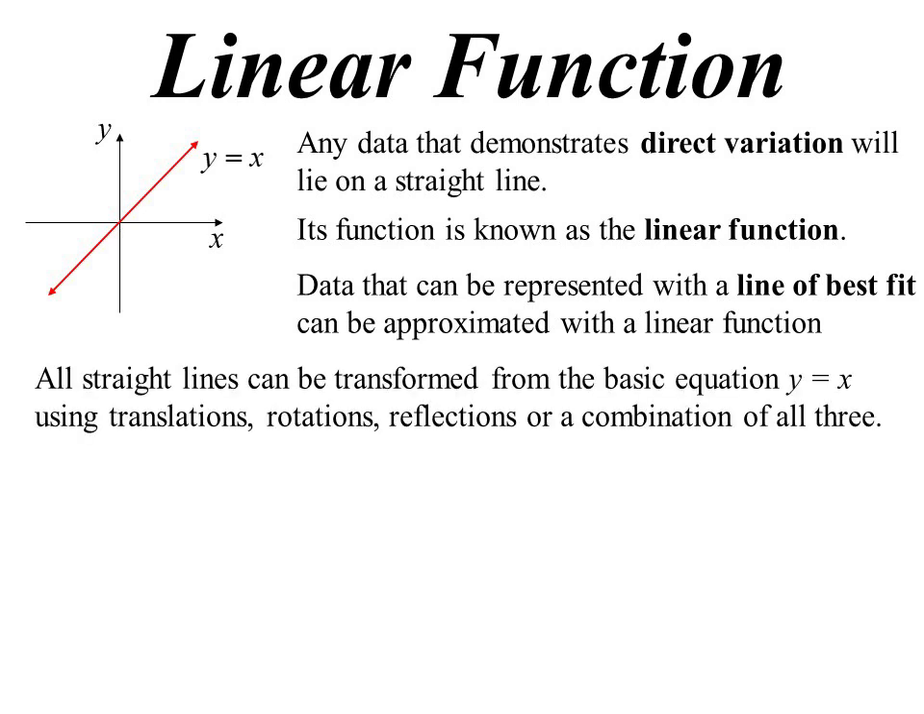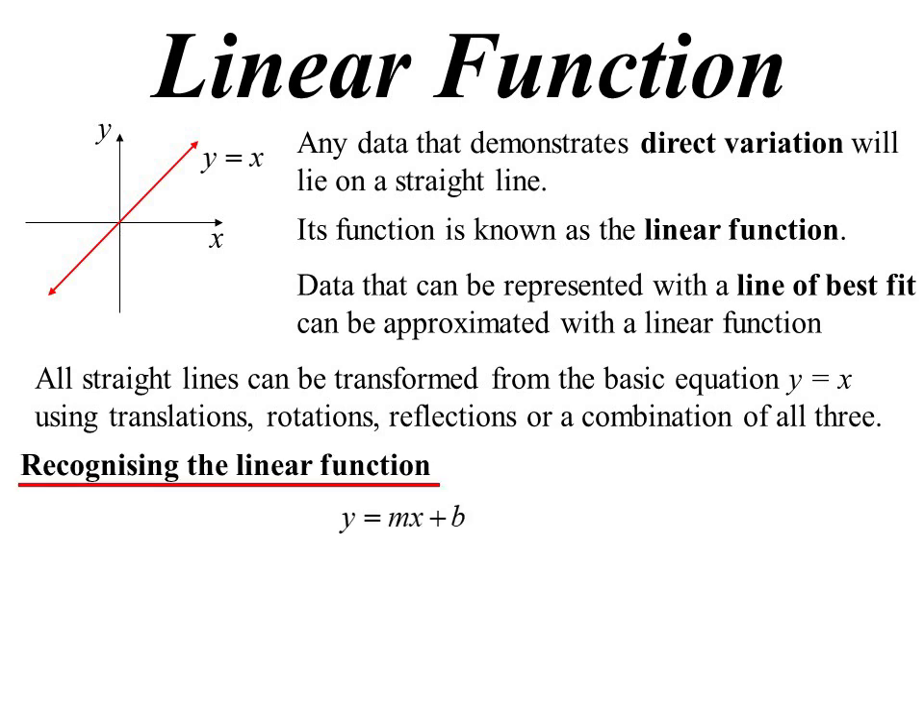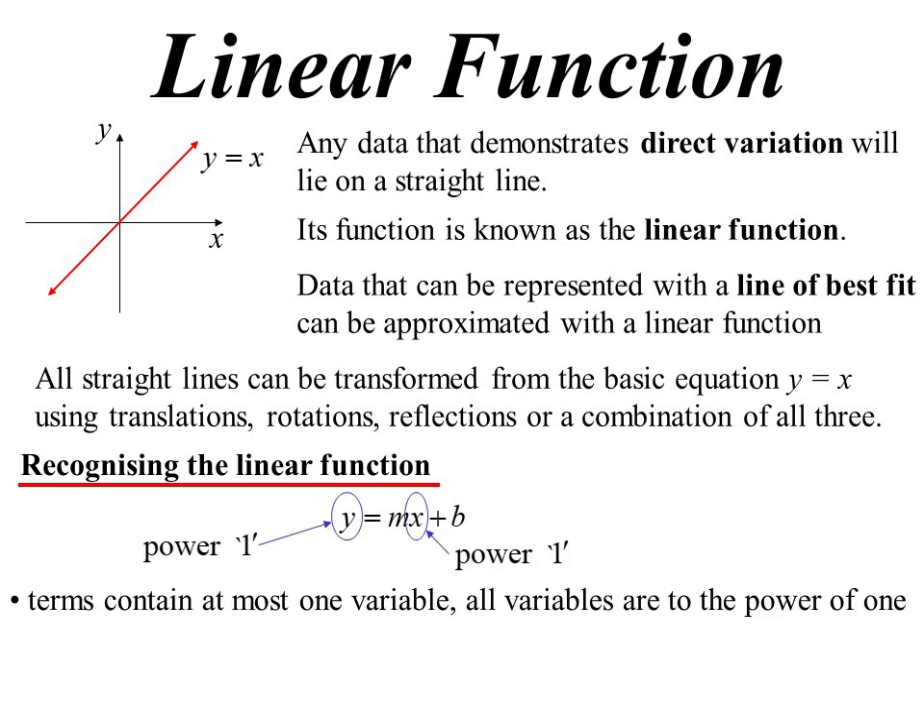We can get every other straight line from it via simple translations, rotations, reflections, combinations of those things. We could come up with any straight line we like. How do you recognize a linear function? Well, hopefully you would by now. We know that it'll always take this form, y equals mx plus b. Now, if I'm just physically looking at the equation, what am I looking for? I see the terms have at most one variable. There might just be a constant, but at most it'll have one variable, and it's going to be to the power of 1. So that's what I'm looking for, a y and an x basically.